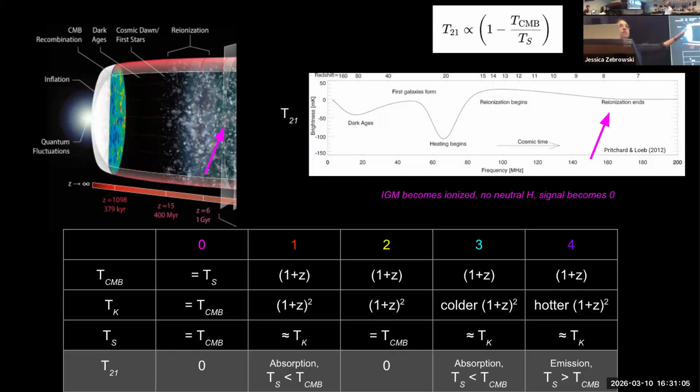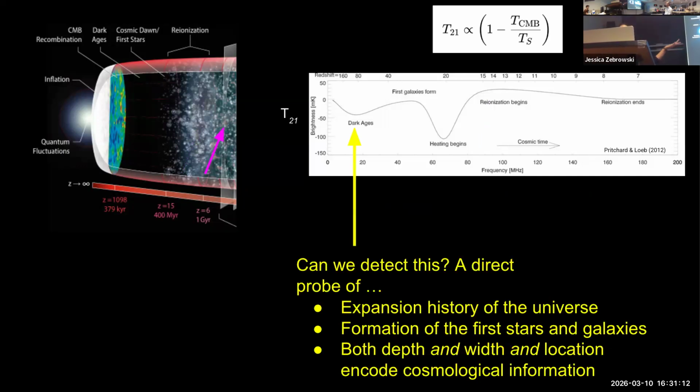So this is this 21 centimeter signal. It's telling you about what is going on in the early universe. And the cool thing about this as a probe is that if you can detect this, this is a direct probe of the expansion history of the universe, the formation of the first stars and galaxies, and both the depth and the width and the location of it encode cosmological information. Yeah, so let's go. Let's make this measurement.